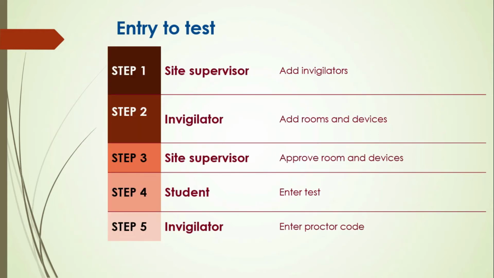So here are the 5 steps to enter the test. Step 1, the site supervisor adds the invigilators. Step 2, the invigilator adds the rooms and devices. Step 3, the site supervisor approves the room and devices. Step 4, the student enters the test. Step 5, the invigilator enters the proctor code. Step 5 might not happen anymore. They didn't confirm during the training.